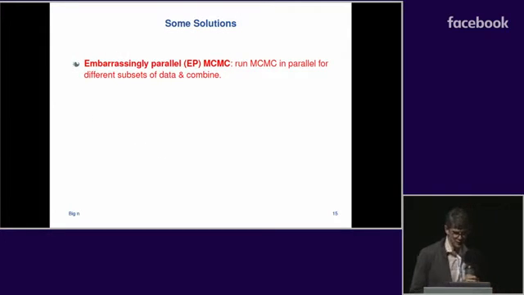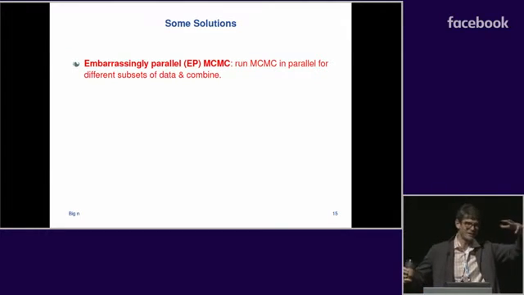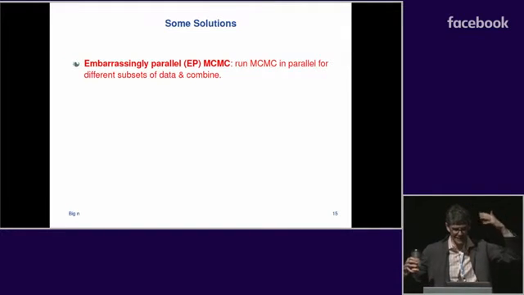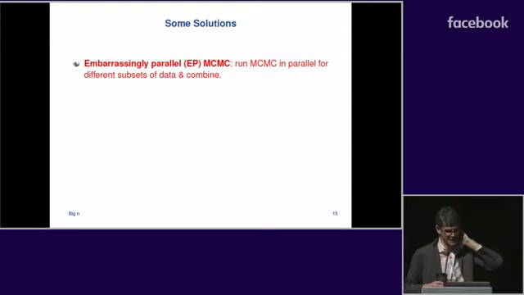Okay, so some solutions to the big N problem. The first is what's called embarrassingly parallel Markov chain Monte Carlo. One of the types of solutions that I'm not going to talk about is to just take any MCMC algorithm and say, well, maybe I can use GPUs or something to break up the computation. That I think is somewhat limited in scope because of the communication costs.